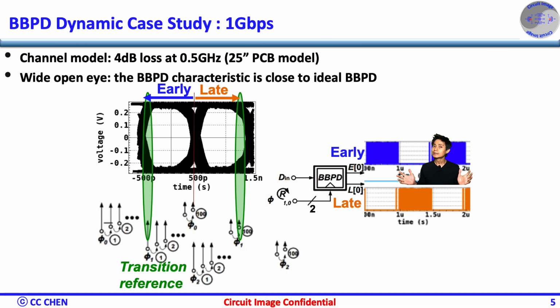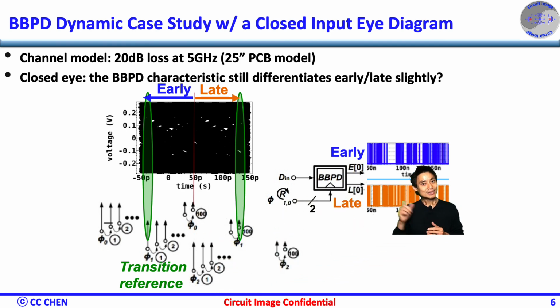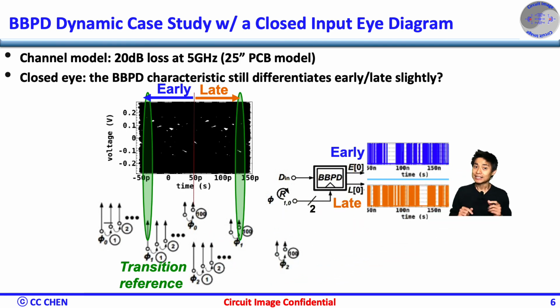But what happens if the input eye is closed? Obviously, the pattern of the early-late is not clear to be differentiated now. Is this BBPD not working at all, since it cannot tell if the clock phase is earlier or later than the input data? Not exactly. Think about the BBPD step size accumulation images of the decision for 5 seconds.